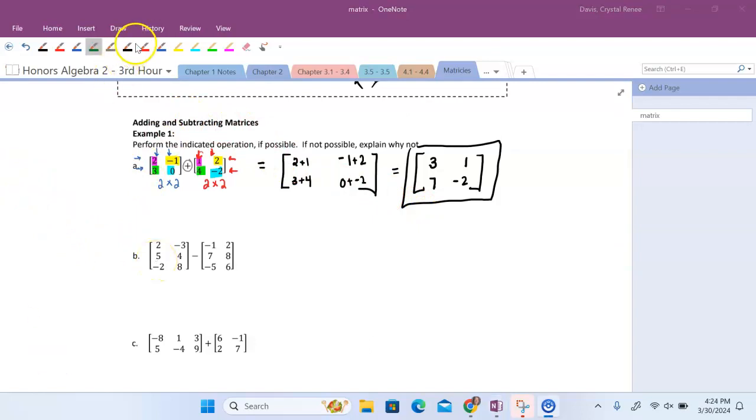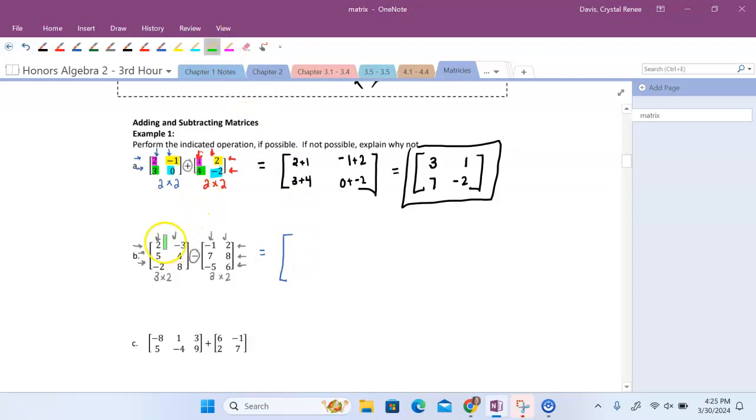All right, so let's look at example B. Here we're going to subtract these two matrices. It's the same process, we're just going to find the difference. The first thing we need to do is check the dimensions. We have 3 rows by 2 columns, so this is a 3x2 matrix. Over here we have 3 rows by 2 columns, so this is also a 3x2 matrix. Because these two matrices have the same dimensions, we can in fact subtract them. And when we subtract them, we're going to get another 3x2 matrix.